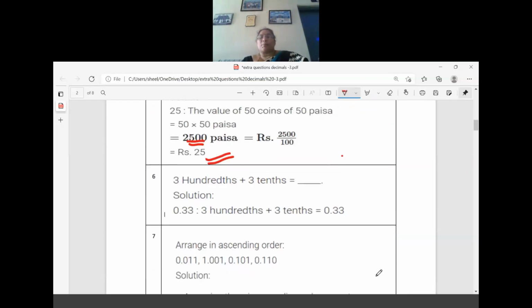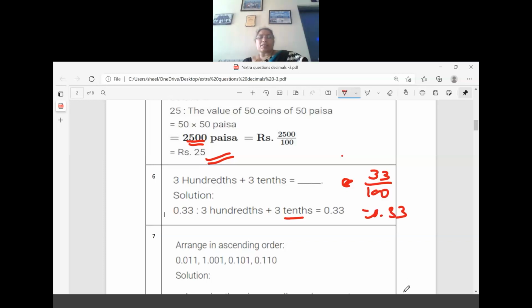Now, sixth question. 3 hundredths plus 3 tenths is equal to which number? See, actually the number is written as 0.33 only. The 3 tenths is the first place value, isn't it? Then comes hundredths. So 3 and 3, divided by 100. So what is the answer? 0.33. So all these questions are based on our exercise only. We already explained these questions in the last two classes. Go through the videos once again if you are not able to follow.